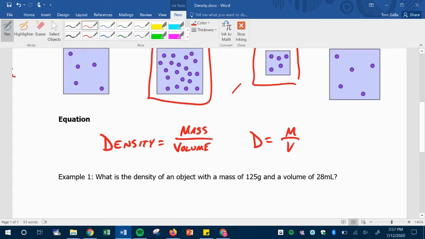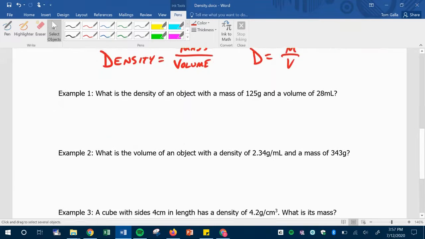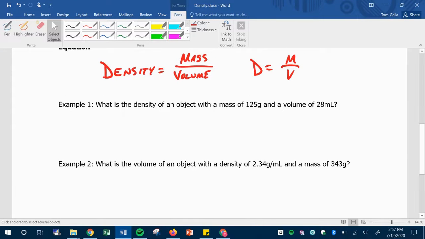And so let's look at solving a couple problems with this idea. And so our first example here says, what is the density of an object with a mass of 125 grams and a volume of 28 milliliters? So first up, our equation, D is equal to M over V, or mass over volume.